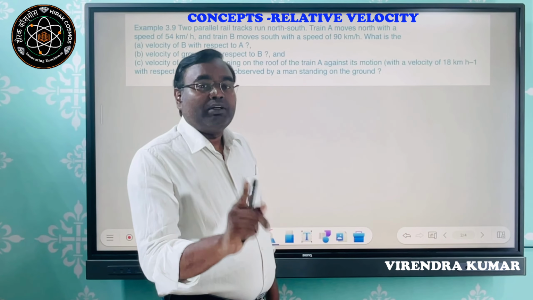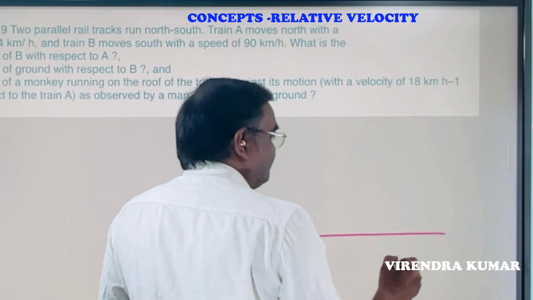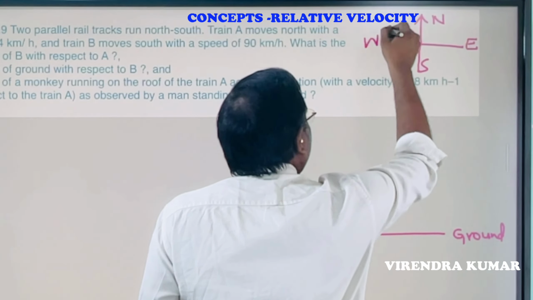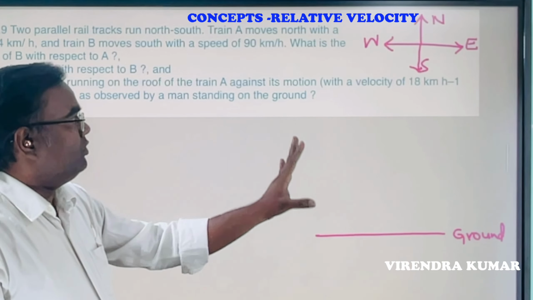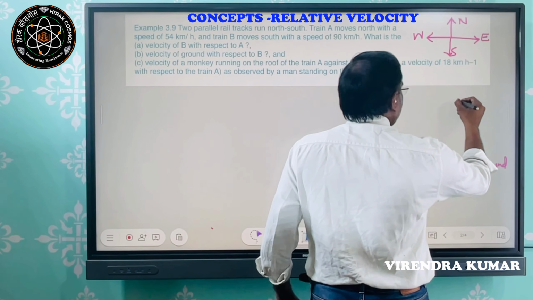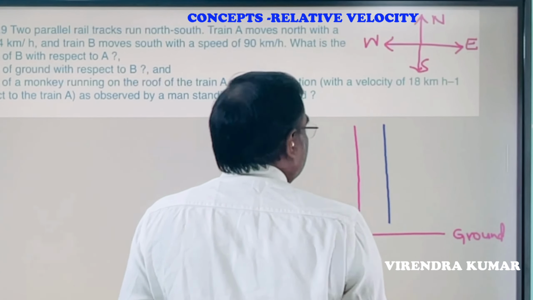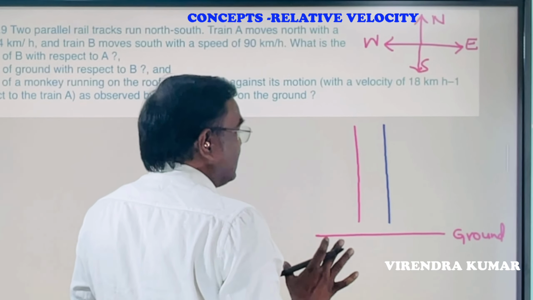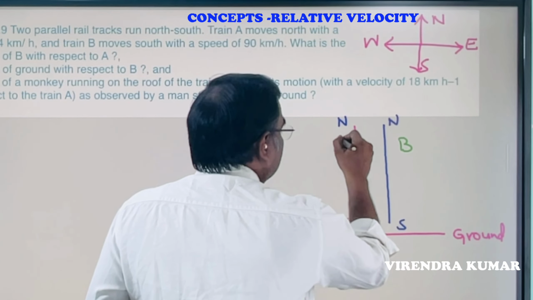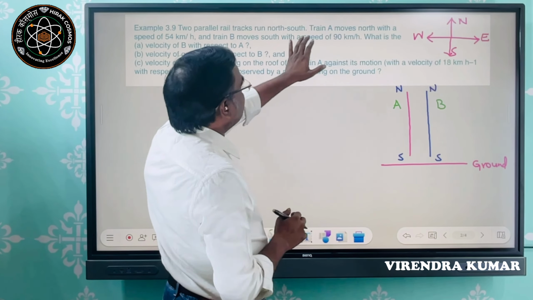So here the reference line is the ground. Define the direction. So this is the north direction, this is the direction you need to follow forward. So one train is moving north south. So tracks are north south and trains are moving over these tracks. The train B is moving and on this the train A is moving. Okay, that is the situation.